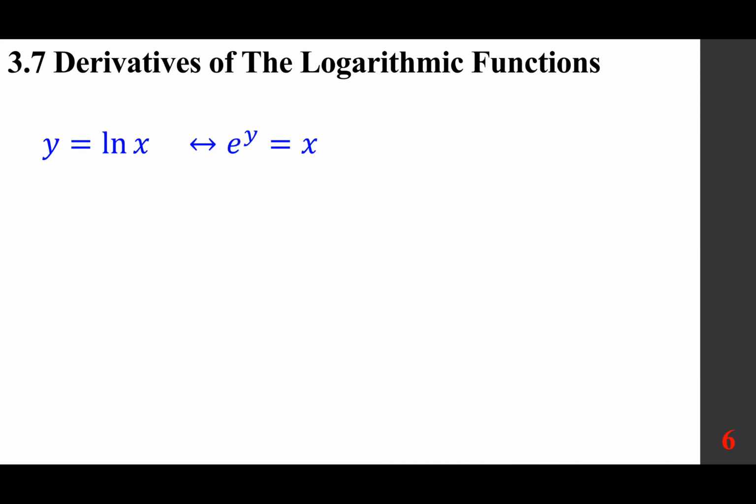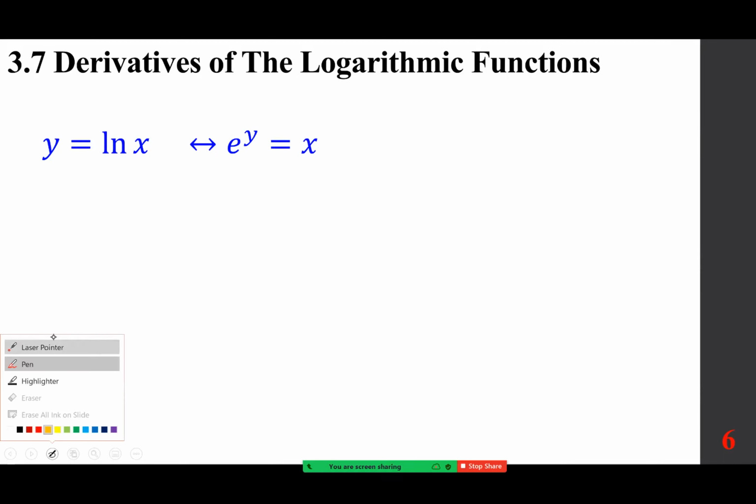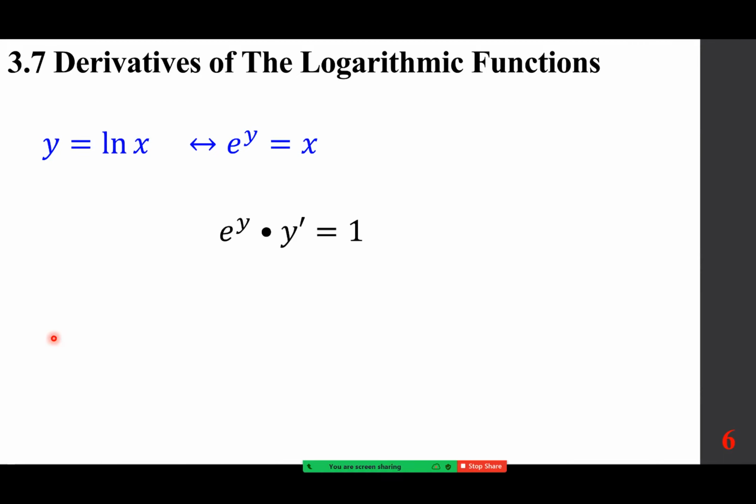And then y is a function of x, times dy/dx, or y prime, and x gives us 1. So e to the power of y itself times y prime by the chain rule, x gives you 1. We're going to divide both sides by e to the power of y to get to y prime.